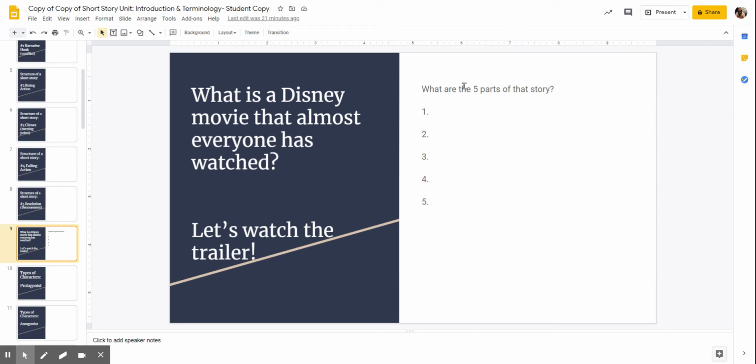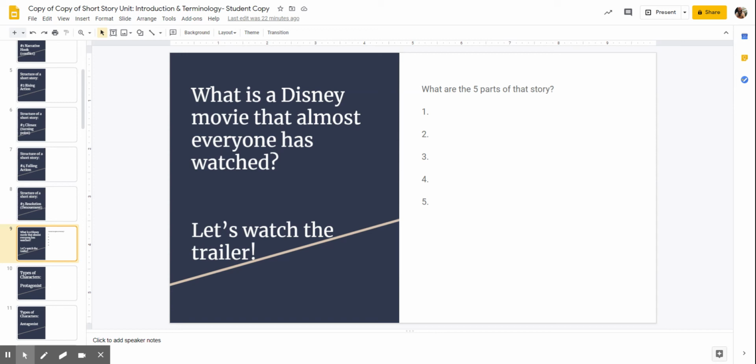But the 5 parts of this story, I'm going to kind of tell you all what I thought the 5 parts of the plot diagram are for Finding Nemo. And you all can refer back to this whenever you are doing it. It's kind of an example.